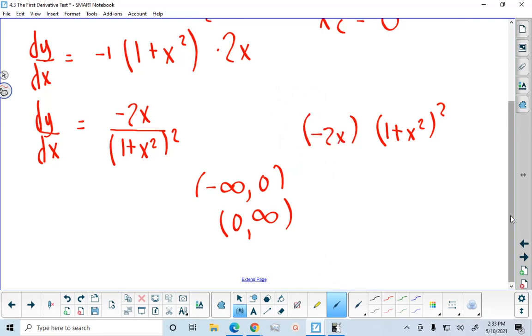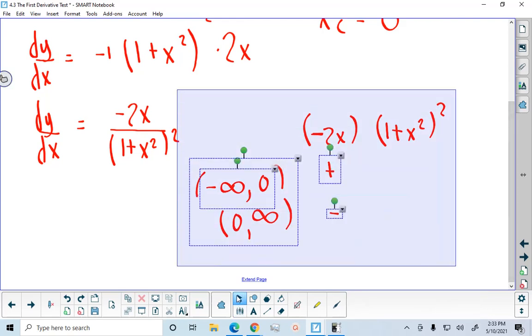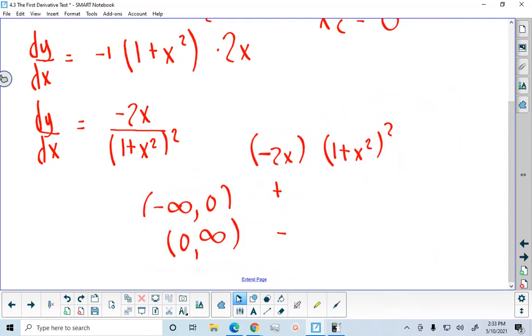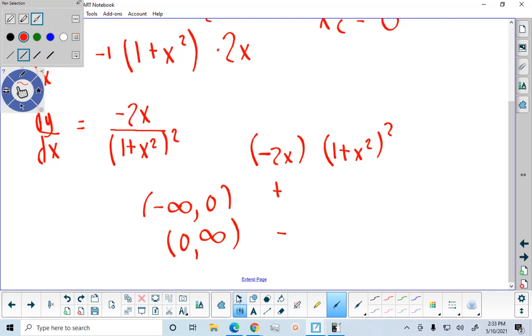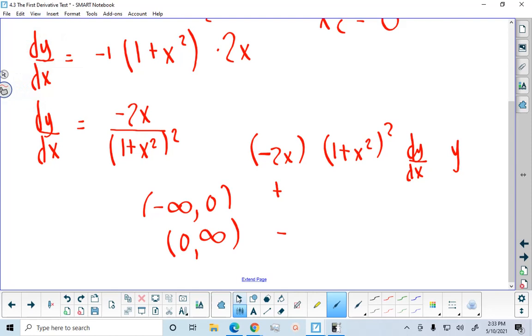-2x is a linear factor with a negative coefficient, which means it goes from positive to negative as it passes through the 0. Again, everybody, quite frankly, I don't care how you break this down across the top, as long as you end up with correct columns for dy, dx, and y. Obviously, if it's an assignment, you need to show your work. So I don't want to just see these last two columns.